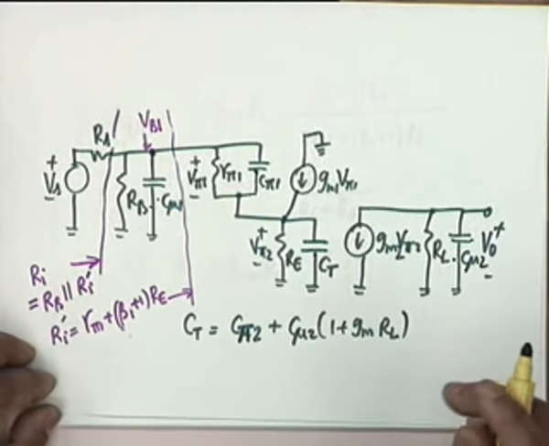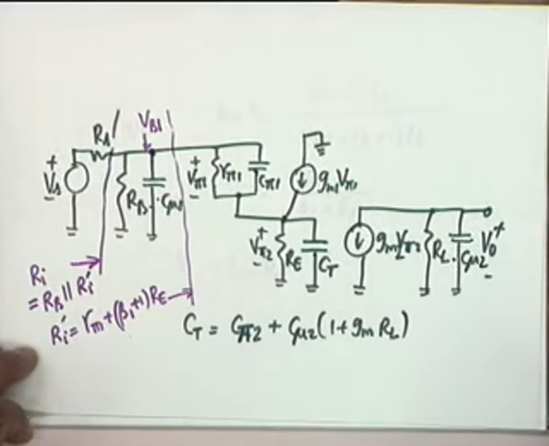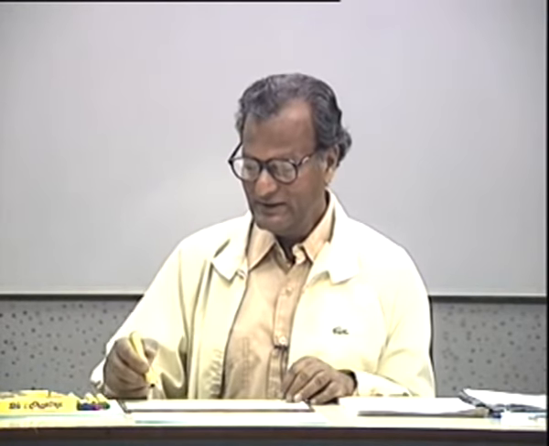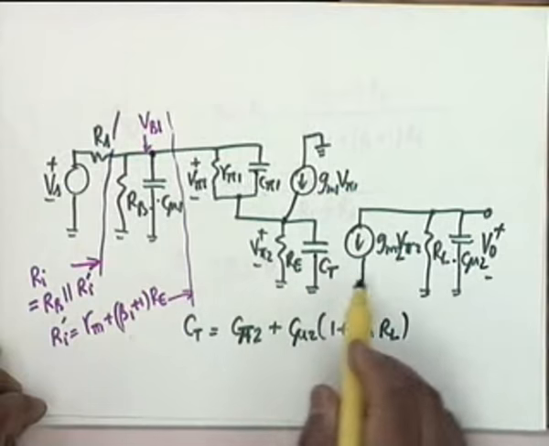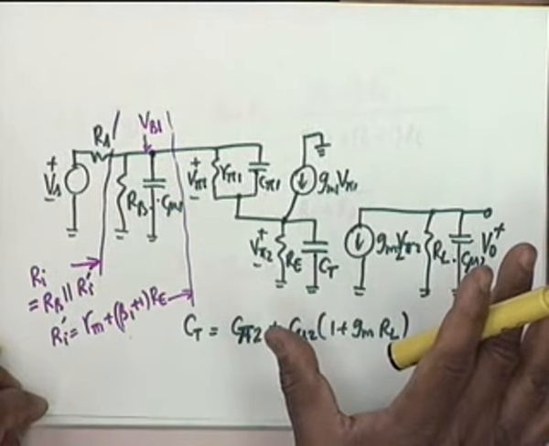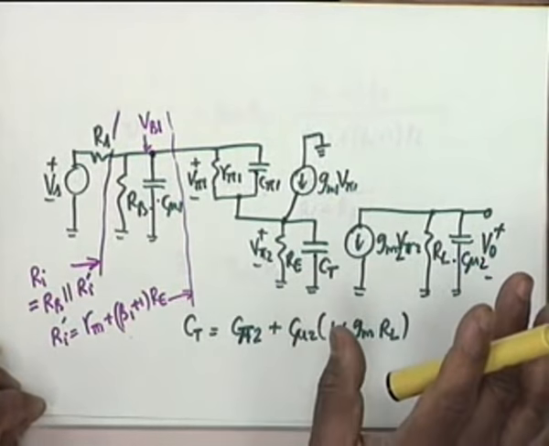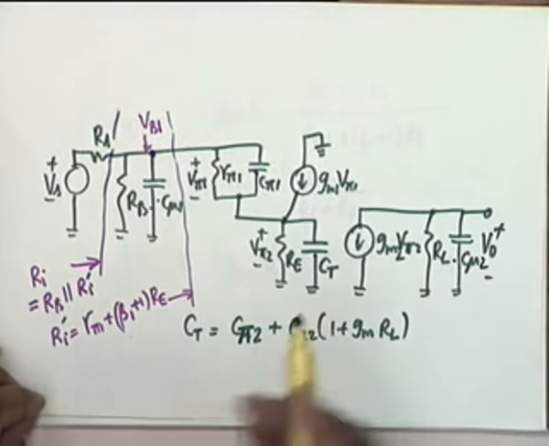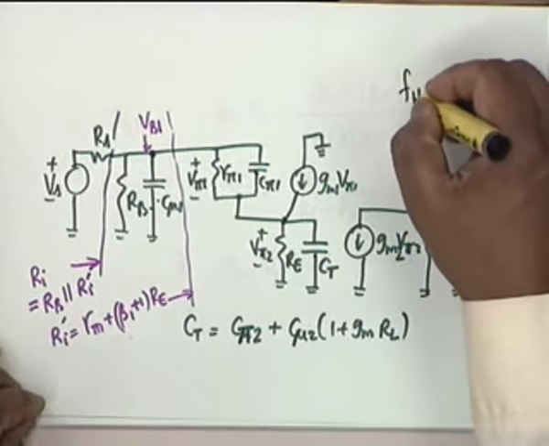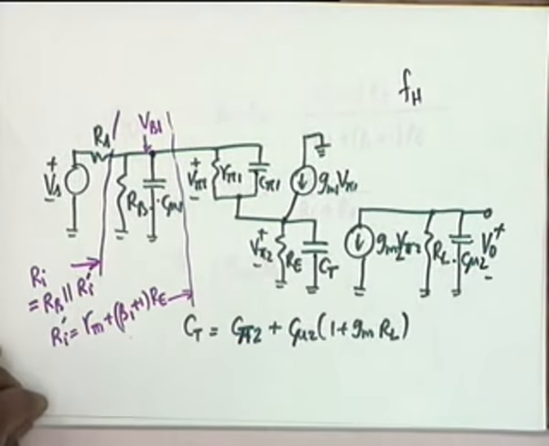Why 5? 1, 2, there would have been a C pi here, C pi 2, then CMU. Okay, I stand corrected. But anyway, this is bad enough. No, 1, 2, 3, 4. So we don't increase the number of capacitances, isn't it? There is no strong point, therefore, in calculating FH to take recourse to Miller effect.